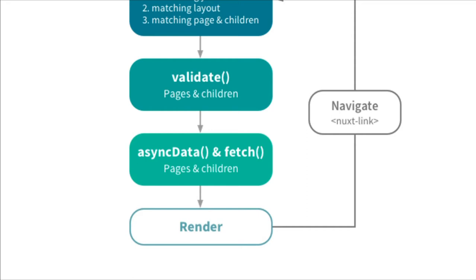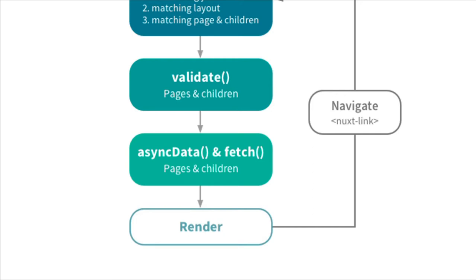Okay, so this is for SSR. For SPA, you can forget about this. For statically generated websites, it'll go through this once to generate all your HTML. After that, when you serve the pages, it's already on the browser side. So actually, this async data, this fetch, is quite useless there. You can just use the mounted hook to do your calls, if you want.